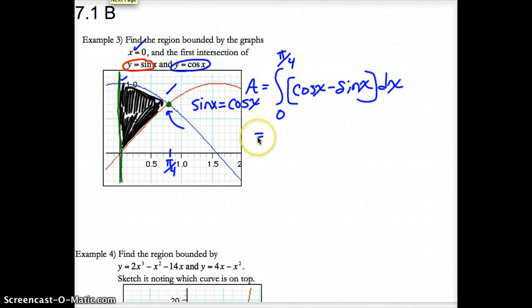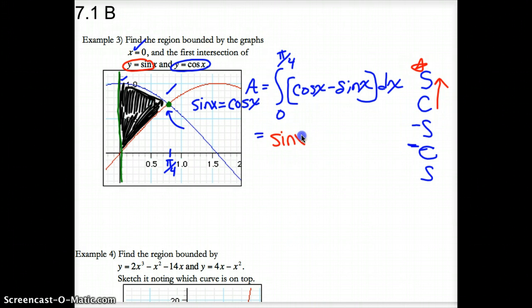And I'm going to take this one by hand. Remember, if you're in doubt with your integration, remember it goes s, c, negative s, negative c, oopsie, s. If you have a hard time remembering, I usually don't use this. I just quickly take the derivative. But if I were to say what's the integral of cosine, you would say, well, that's sine x. The integral of sine is negative cosine, but I'm subtracting that. And you should do a quick check on this just to make sure. Derivative of sine is cosine. Derivative of cosine is negative sine, and it matches. And I'm integrating that from 0 to pi over 4.